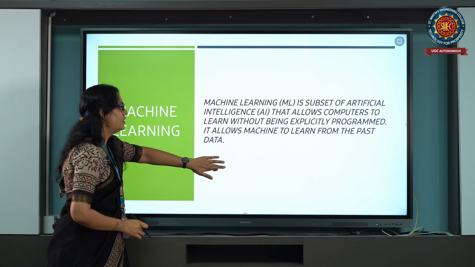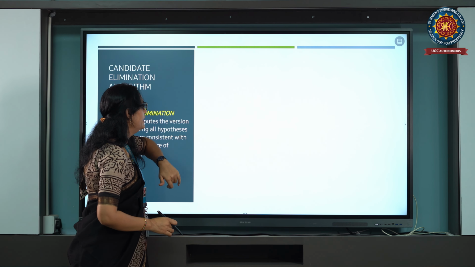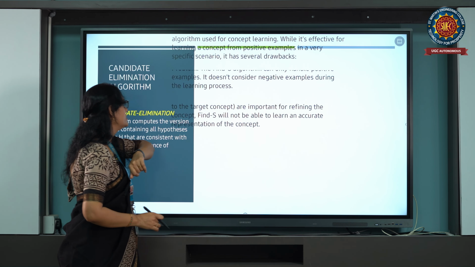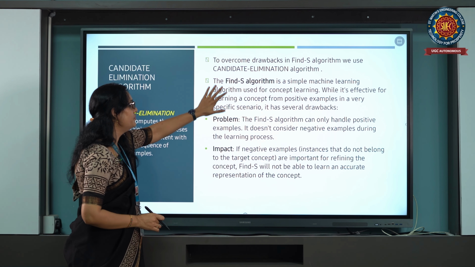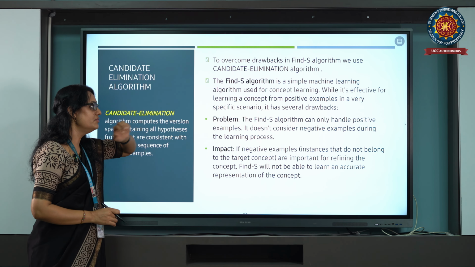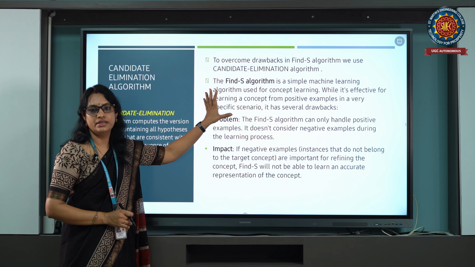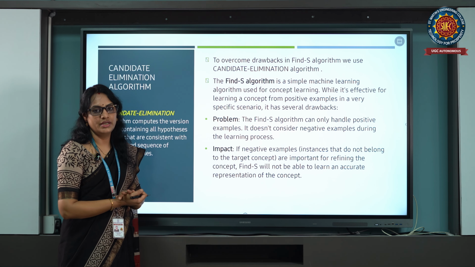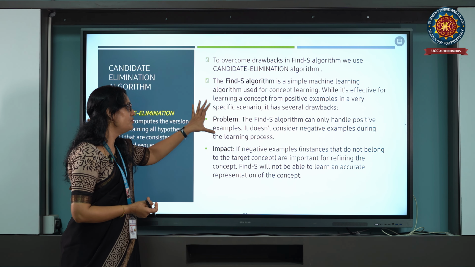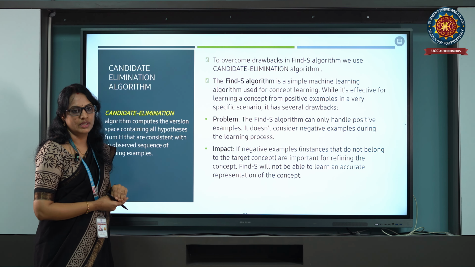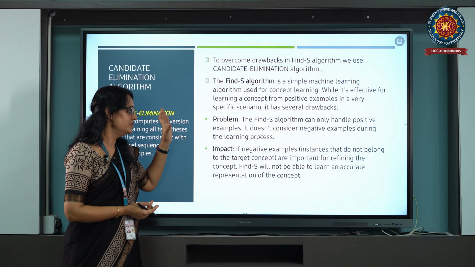Till now I have talked about machine learning. Next I am going to tell about the candidate elimination algorithm. Before that we are going to see what the Find-S algorithm is. Find-S is a simple machine learning algorithm used for concept learning. Then what is the problem with it? It can deal only with the positive examples.